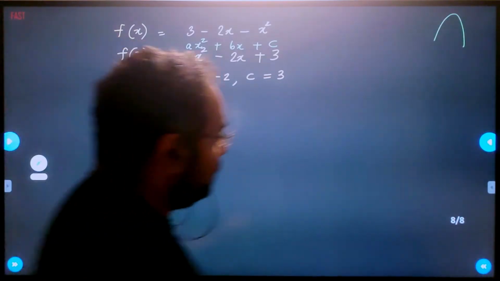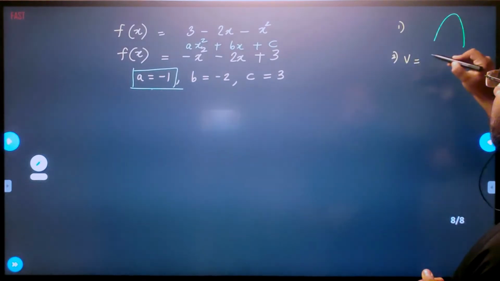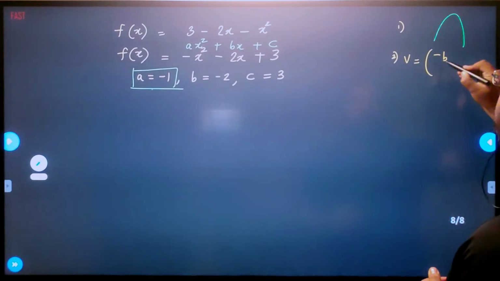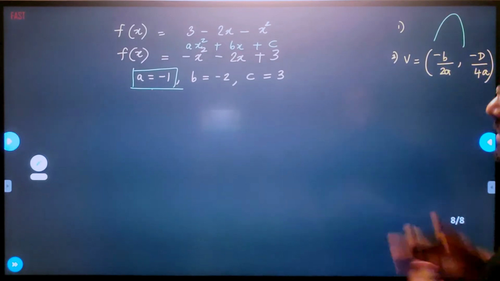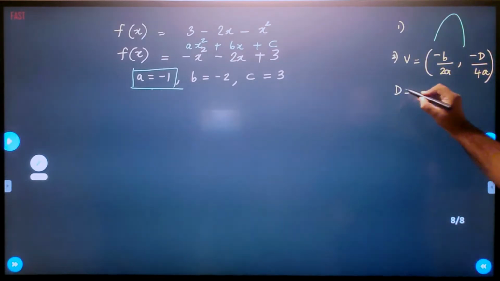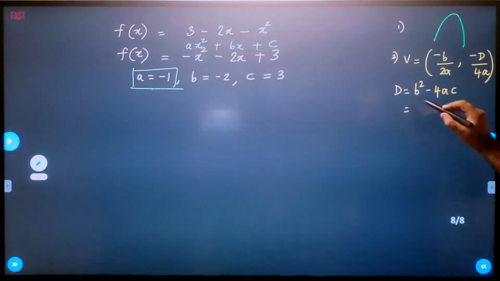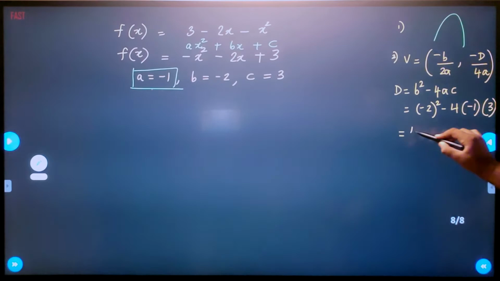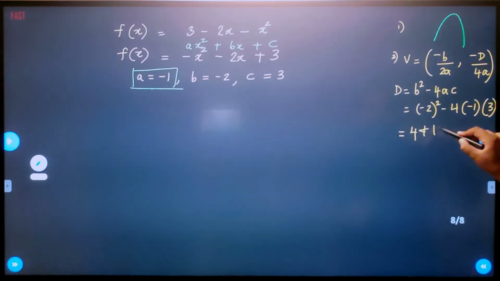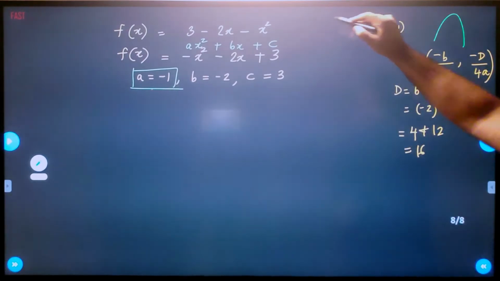The next thing is, let me find out the vertex. So I found out that this is downward facing. Let's find out the vertex. I know the vertex is given by minus b by 2a, minus D by 4a. So let's find out that value. So first let me find out the value of the discriminant. Discriminant is b square minus 4ac. What is b square here? Minus 2 the whole square minus 4 into minus 1 into 3. I just substituted the values. Minus 2 the whole square is plus 4. This is going to give me plus 12. So this is going to give me 16. So I got the value of D as 16. Now let me find the vertex.